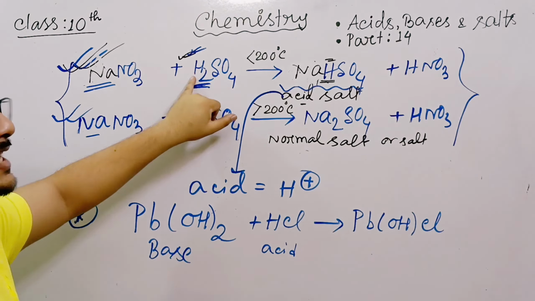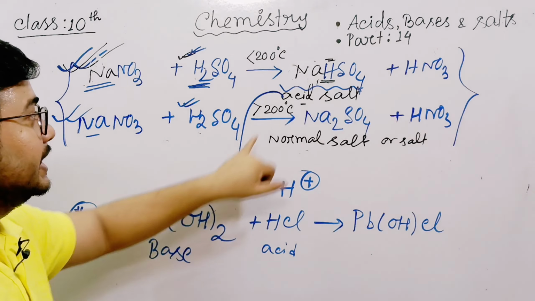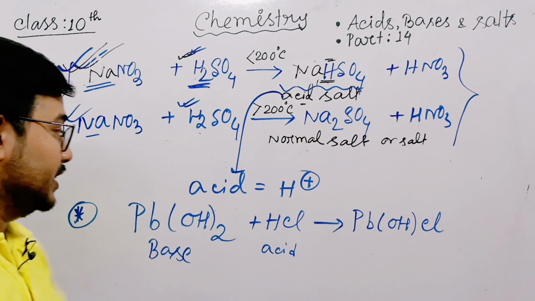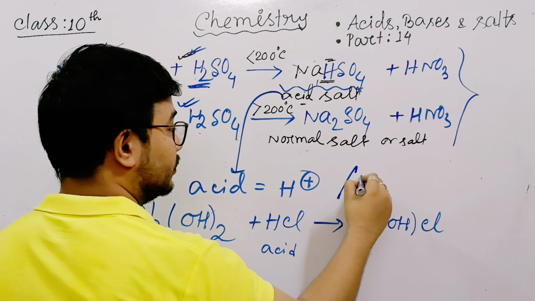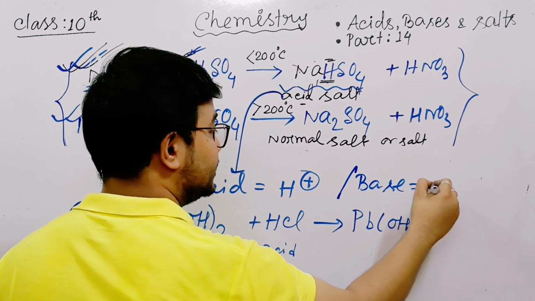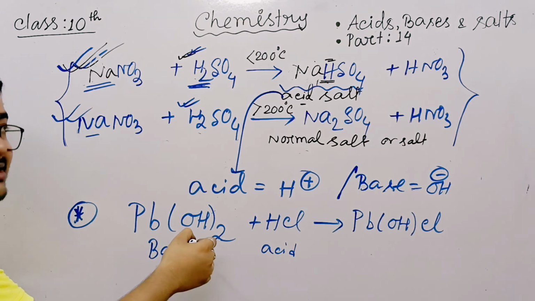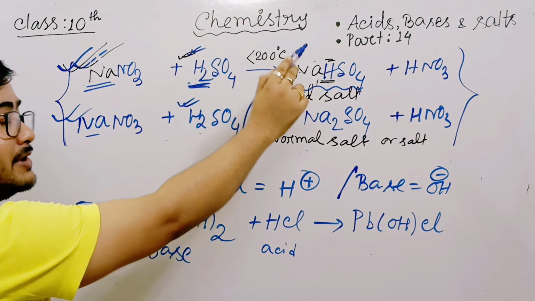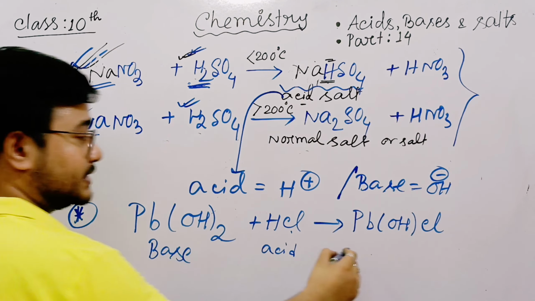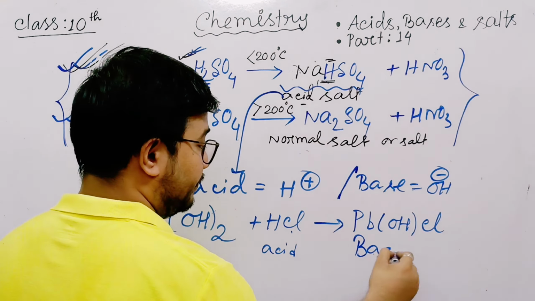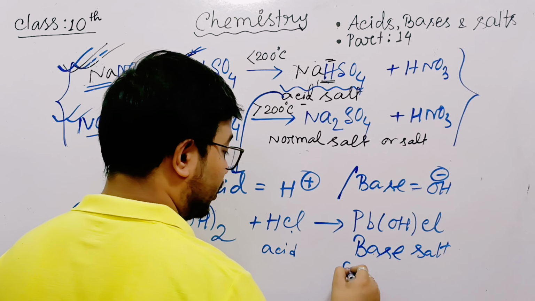If sodium replaces H+, which means acid, that is why it is called an acidic salt. Now all of you know base means OH-. So here it replaces what? OH, that is the base. If it replaces the acid's hydrogen, that is why it is an acidic salt. If it replaces the base's OH, it is called a base salt or basic salt.